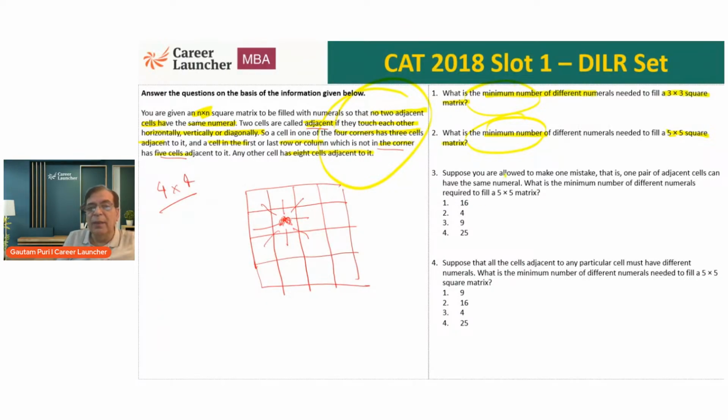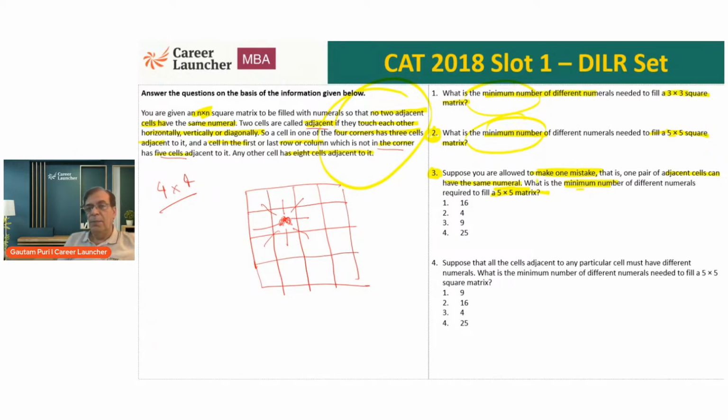Question 4, question 3. Supposing you are allowed to make one mistake. That is, one pair of adjacent cells can have the same numeral. What is the minimum number of different numerals? Again, minimum number. But this is about 5 by 5 matrix. So, question number 2 and question number 3 both are about 5 by 5 matrix. And question number 2 says minimum number to fill. And question 3 says minimum number to fill with one mistake.